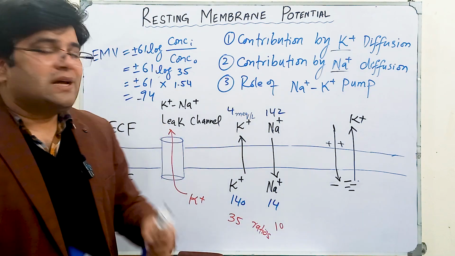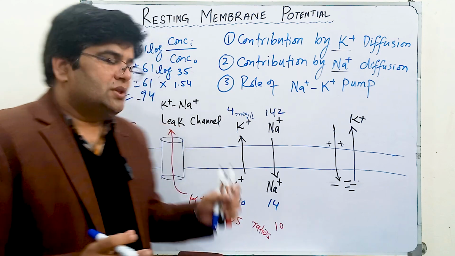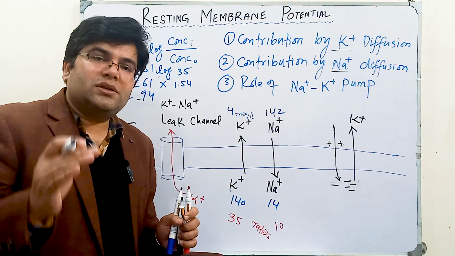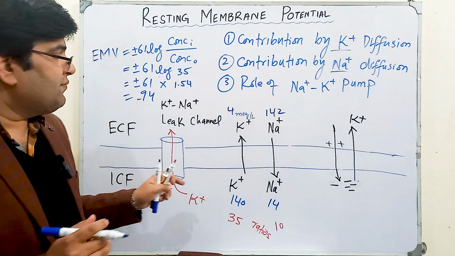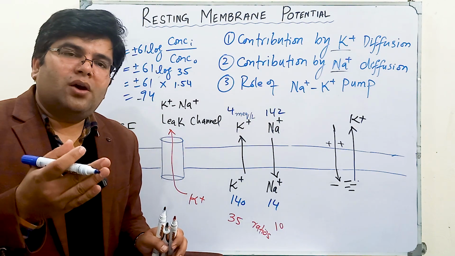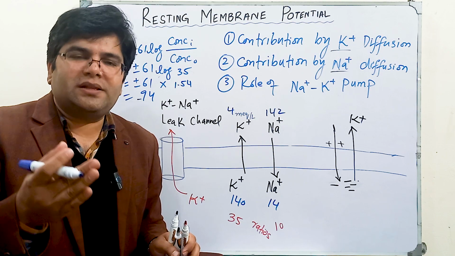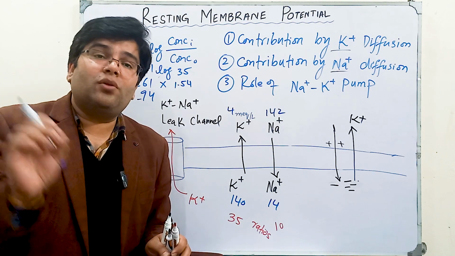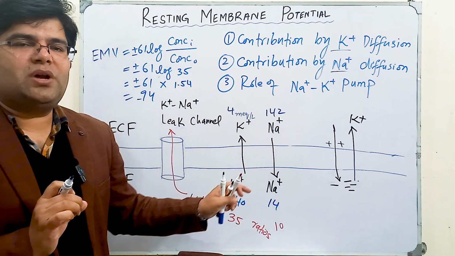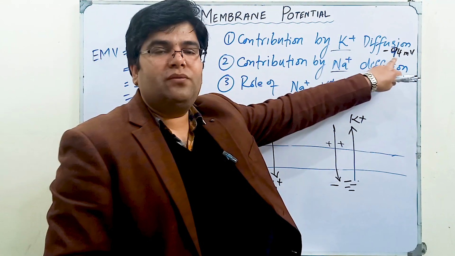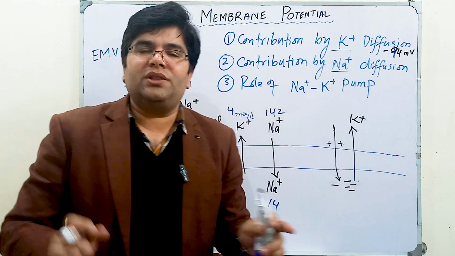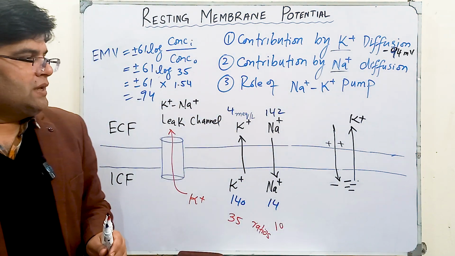And because our membrane is highly permeable to potassium, this leak channel allows 100 times more permeability for potassium as compared to sodium. So that's why when the leak channels allow diffusion of potassium and sodium at the same time, minus 94 millivolt is the contribution of potassium diffusion in the generation of resting potential.